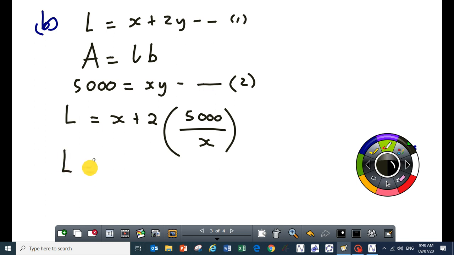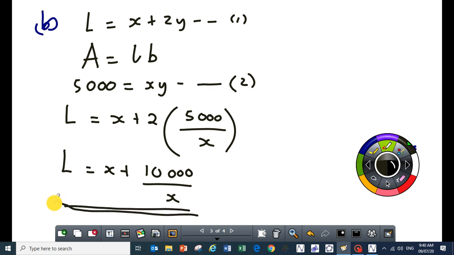So this becomes L equal to X plus 10,000 divided by X. Which is what you are supposed to show. That's what you're supposed to show.